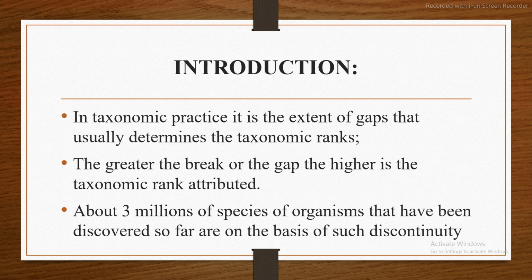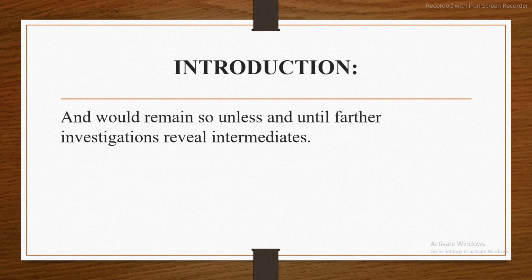In taxonomic practice, the extent of gaps usually determines the taxonomic ranks. The greater the break or the gap, the higher the taxonomic rank attributed. About 3 million of the species of organisms that have been discovered so far are on the basis of such discontinuity and would remain so unless and until further investigations reveal intermediates.